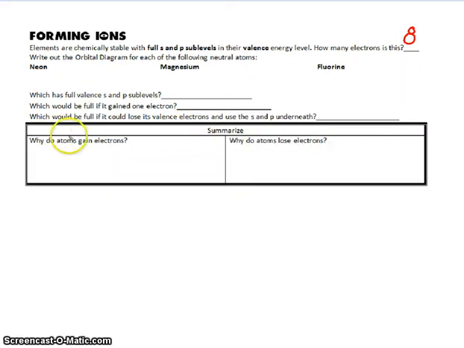So summarize in your notes, why do atoms gain electrons? In your own words, why do you think atoms gain electrons? And then over here, why do atoms lose electrons?